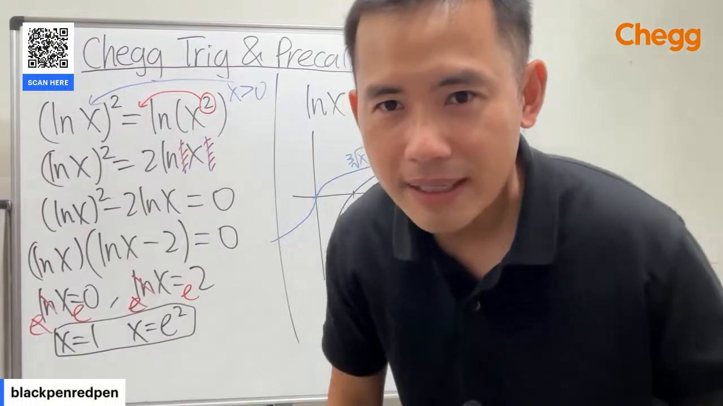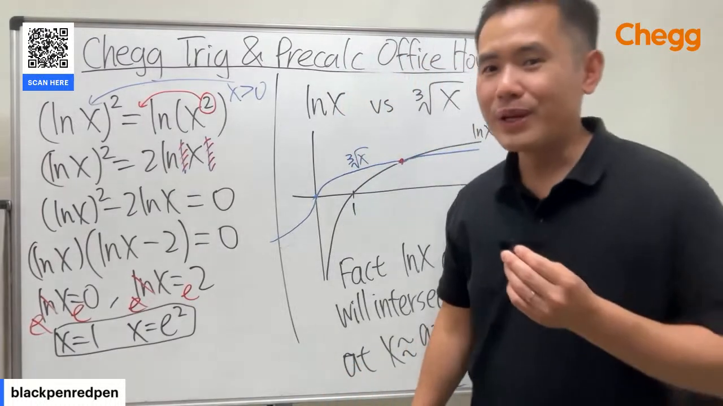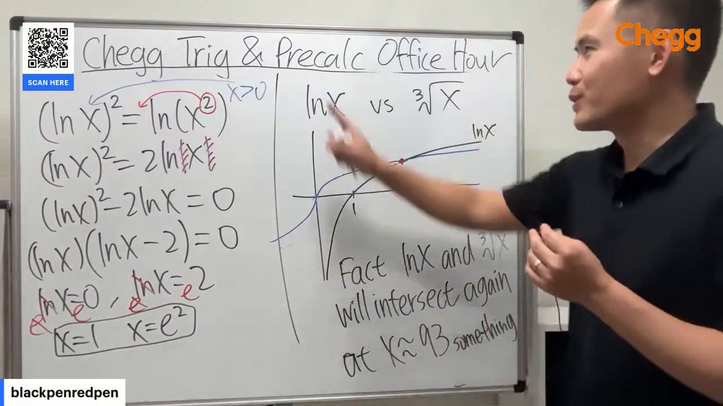I don't understand volume by cylindrical shell. I'm sorry, we are not doing calculus here. We're doing trig and precalc.